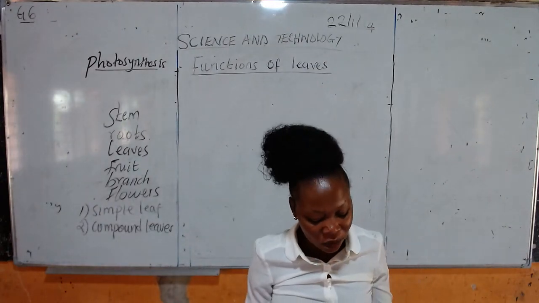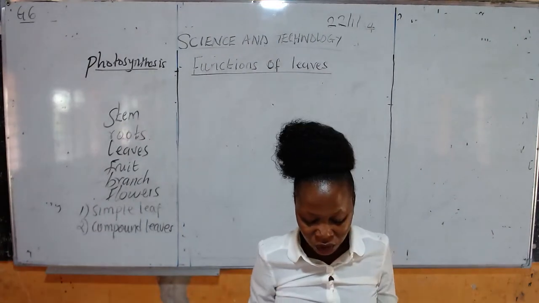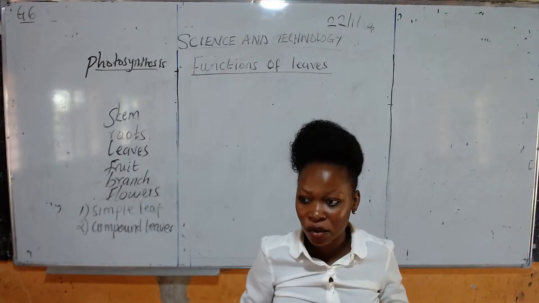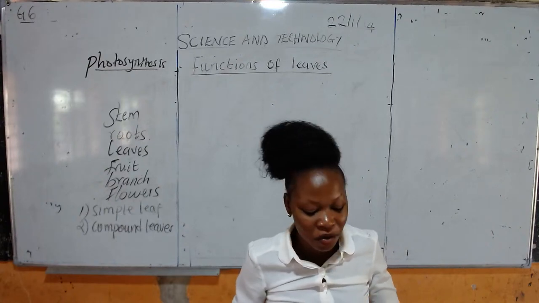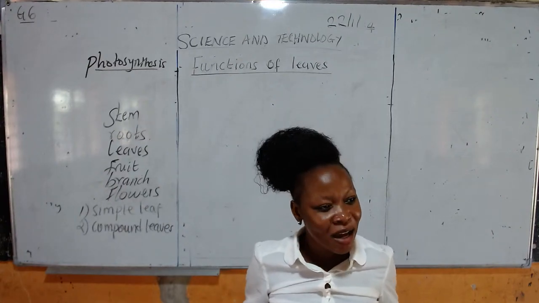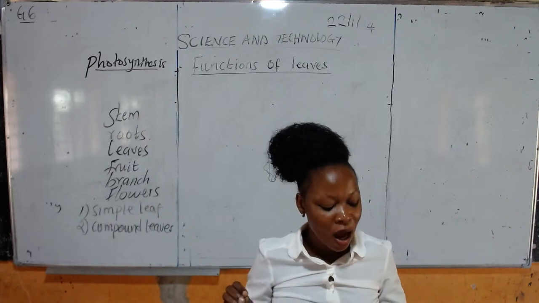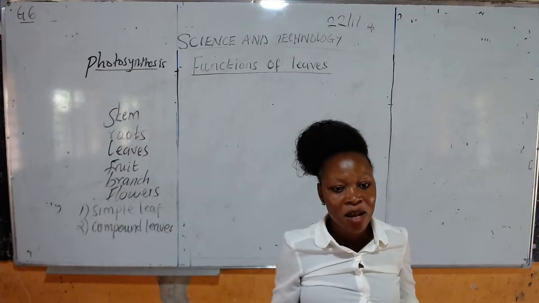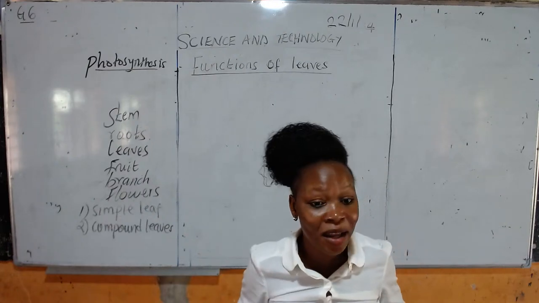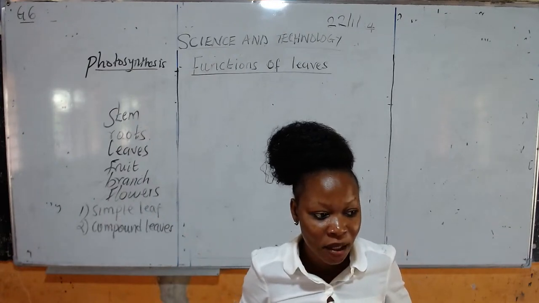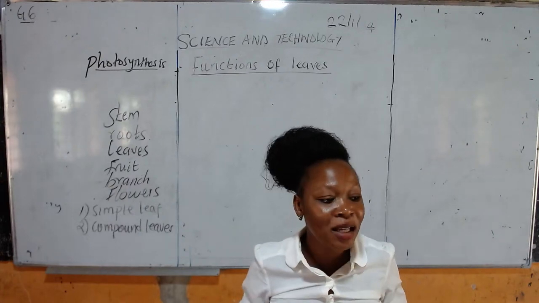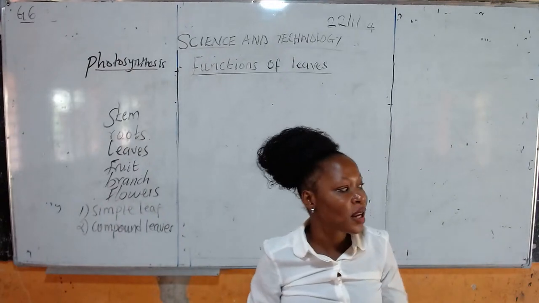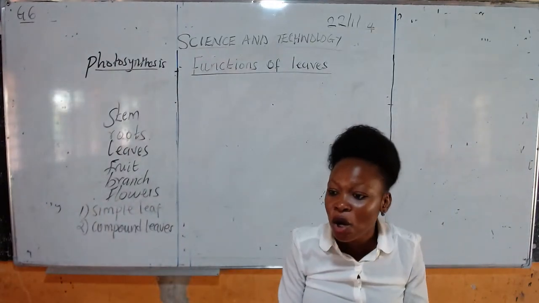So you're saying that one of the functions of leaf is photosynthesis. And we said that most of these leaves are green, okay? Most of the leaves are green, and the leaves are green because of the chlorophyll, okay? In grade 6, we learned about chlorophyll. We said that chlorophyll is the green coloring matter. The plant is green because it has chlorophyll, the green coloring matter. So most of the leaves are green, and this is due to chlorophyll.